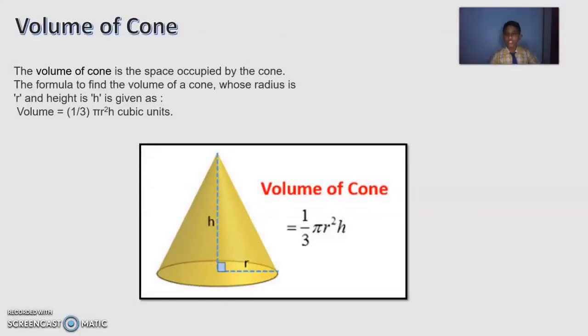Volume of cone. The volume of cone is the space occupied by the cone. The formula to find the volume of a cone whose radius is r and height is h is given as volume equal to 1 by 3 pi r square h cubic units.